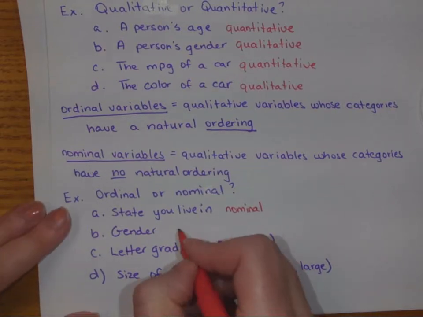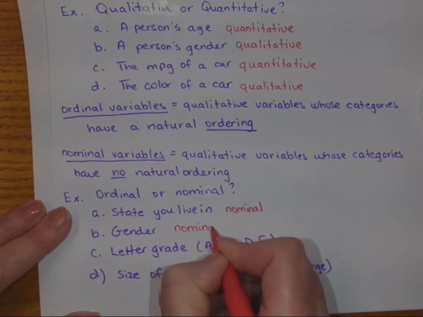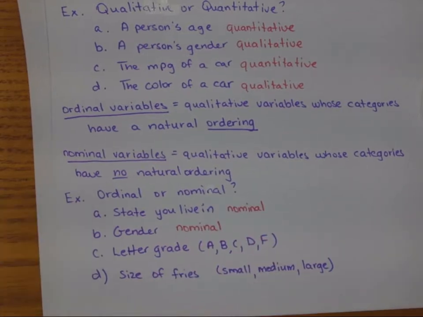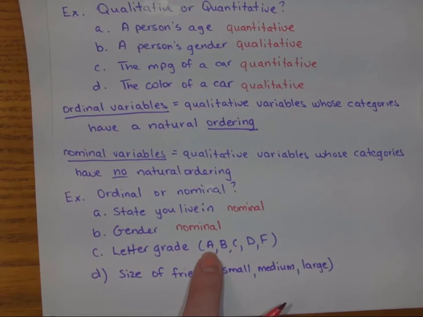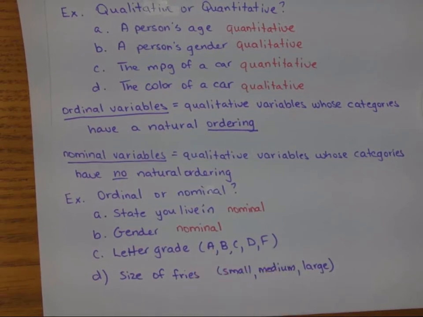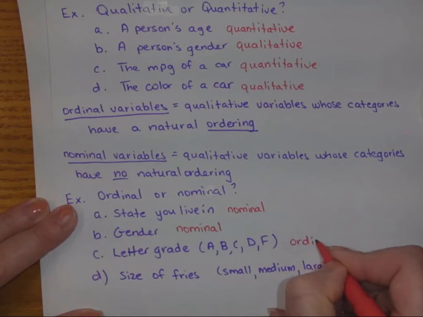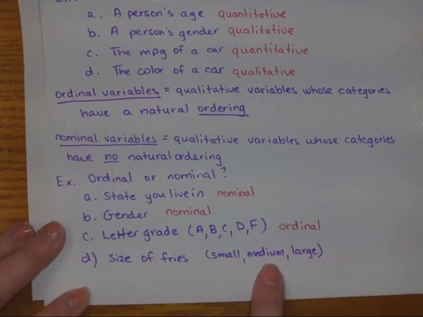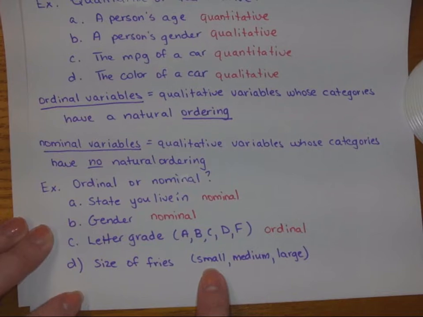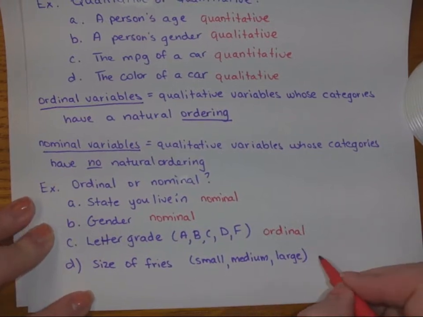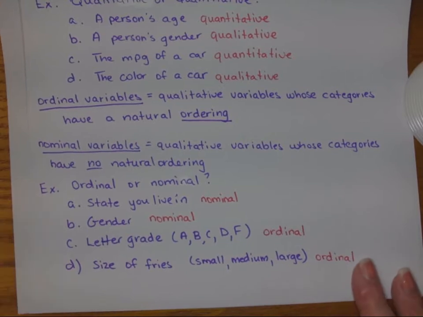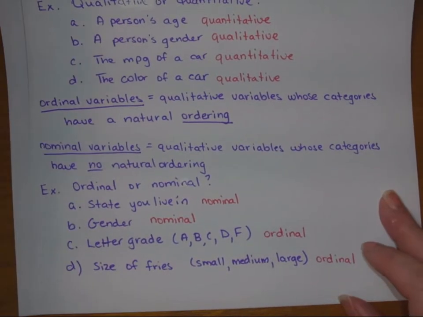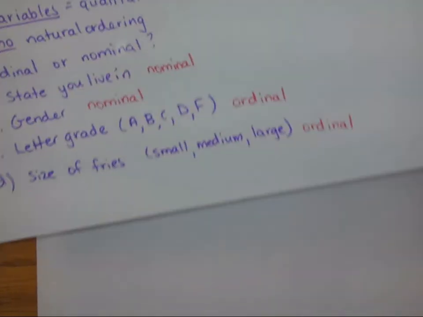Same with gender. There's no natural order of the genders, right? None that are, quote, better or worse or higher or lower. But notice with the letter grade, the letter is associated with kind of a natural ordering, right? An A being the highest grade you can get, and then an F being the lowest grade you can get. So this would actually be ordinal. And same with the size of fries, right? There actually is a natural order. Small has the least amount of fries, while the large has the largest amount of fries. So there is some sort of order here, so we would say this is ordinal. Okay, so that's kind of qualitative data in a nutshell.